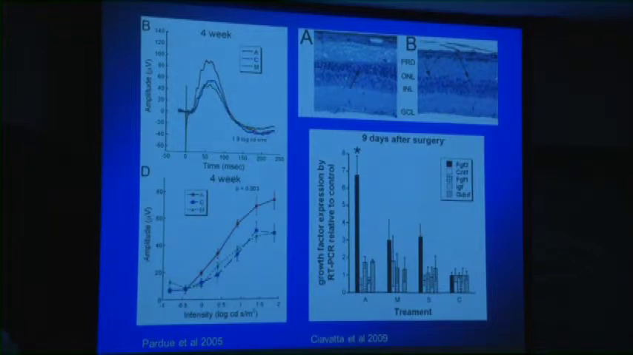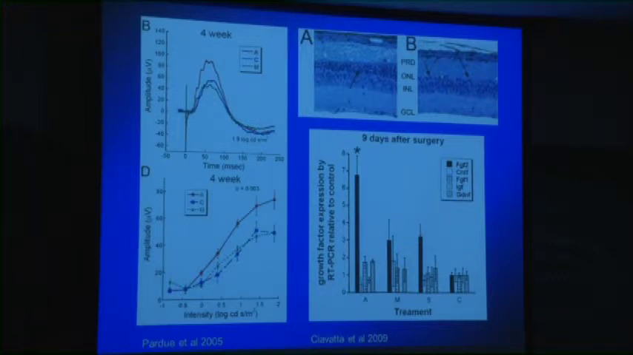We also looked at the preservation of the internuclear layer cells. Here you can see an animal that did not have the implant. I'm sorry, this is with the implant. You can see the preservation of the cells here compared to this animal that did not have the implant.